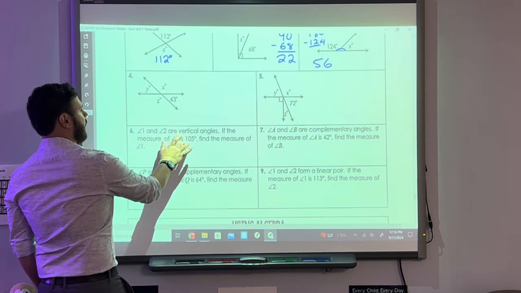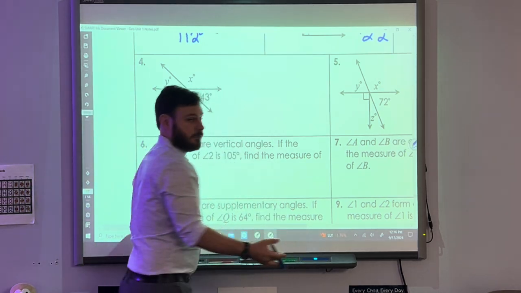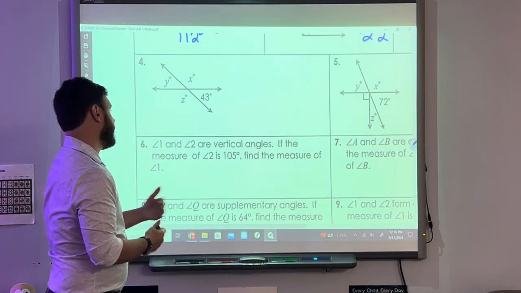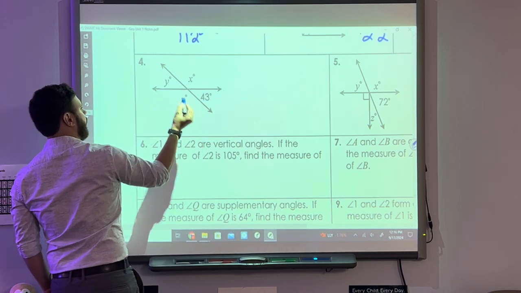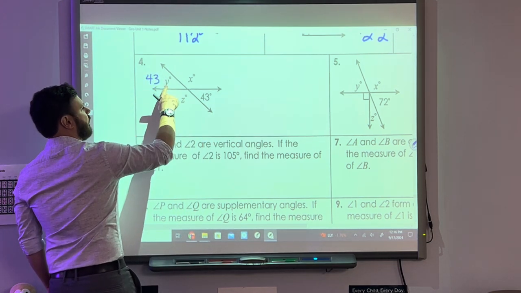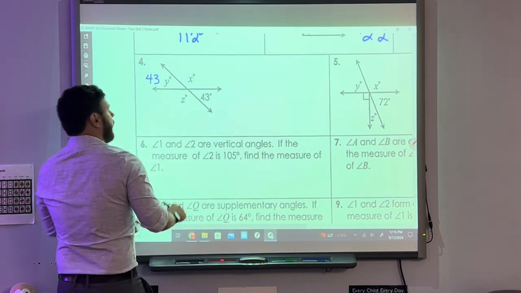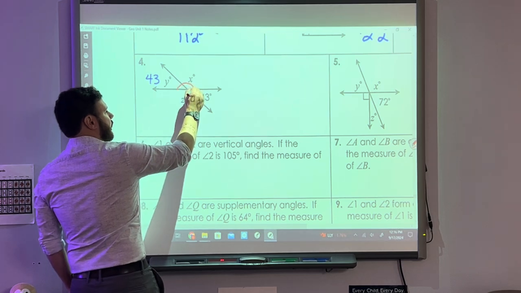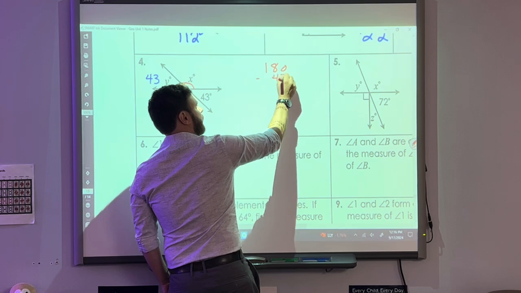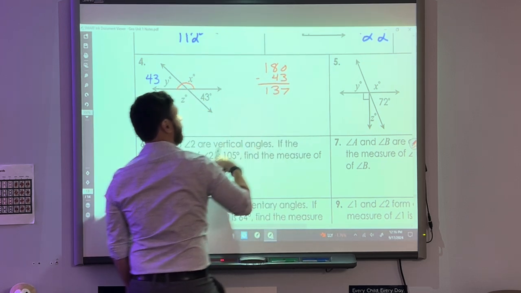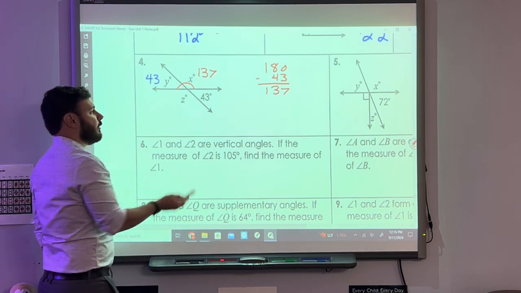Number 4 you can get creative with. You can solve this a couple different ways. I like to view vertical angles first because those are easy for me to see. 43 is on the right here. Well, if I go straight across, 43 is going to be y. And then I can see that y and x make a straight line. Straight lines are worth 180. So x is 137.